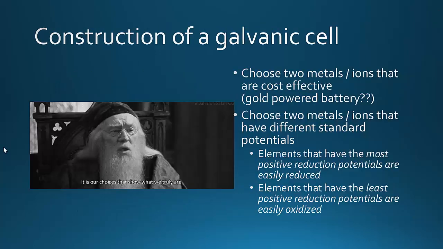So when you construct a voltaic cell, you're going to choose two metals that have different reduction potentials. Try to choose two that are cost effective. For example, in class, I'm not going to give you a gold battery. That would be insane, even though gold does have a fairly high reduction potential. Then we determine which element is going to reduce. The one with the most positive reduction potential is going to be the one that reduces and therefore is our cathode. And the one that has the lowest reduction potential is going to be our anode, because that is the element that would be easiest to oxidize, because remember, they run opposite.